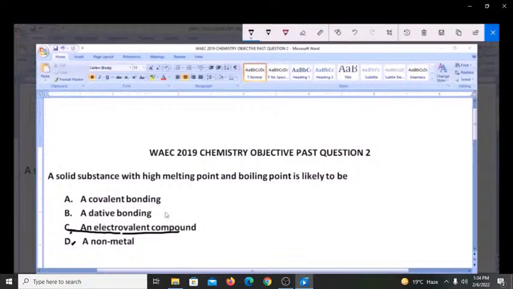which is electrovalent compound. I have earlier stated that electrovalent compounds have very strong electrovalent bonds among their constituent atoms. So, due to these strong bonds, their melting points and boiling points are usually high, and they are mostly solids. So that's an important fact to note. Electrovalent compound is the answer to the question.